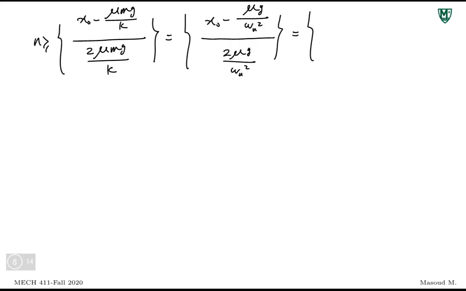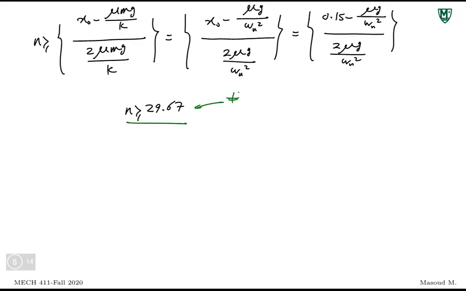X naught, the initial position, was 0.15, 150 millimeters, minus mu g over omega n squared. You found mu, you know omega n now, 2 mu g over omega n squared. We know all of these. This becomes n is greater than or equal to 29.67. Now the last thing, this is the number of half cycles.